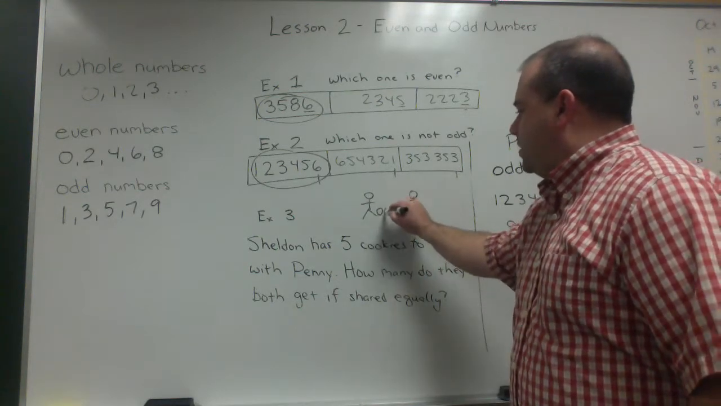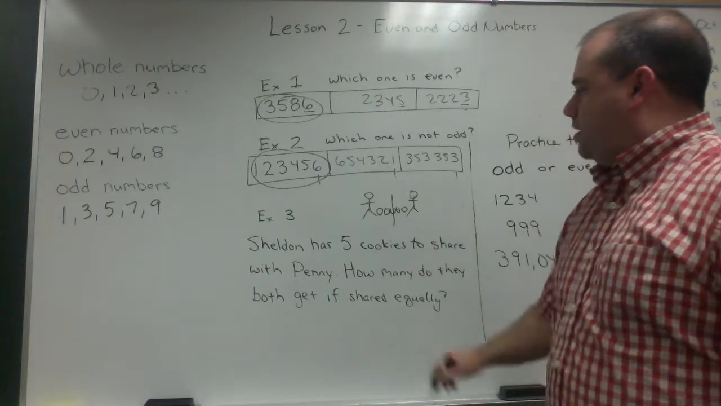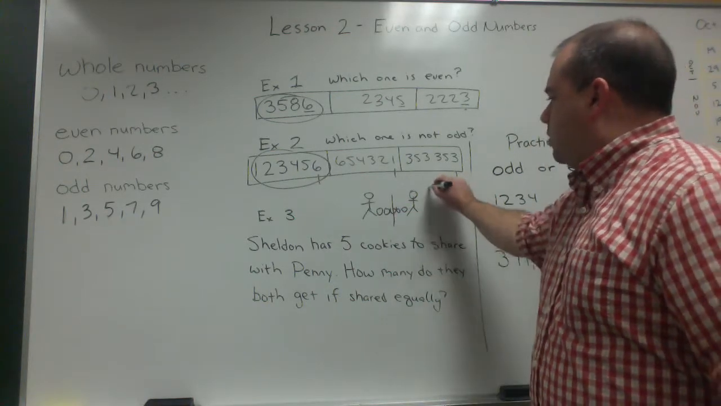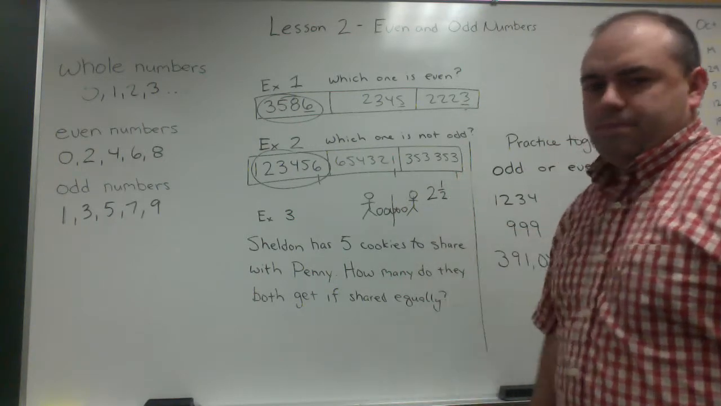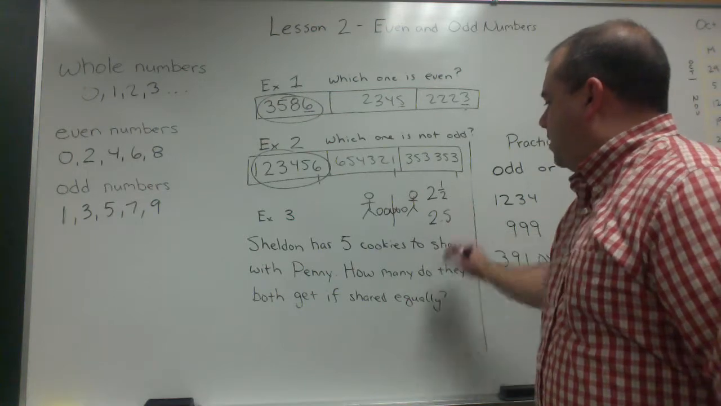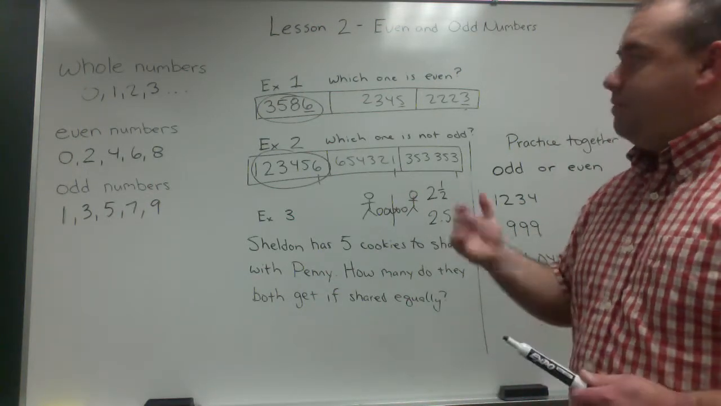We have 5 cookies. If you drew a line right here in the middle to share them equally, each person would get 2 full cookies with a half cookie left over. So you could write it as a mixed number. You could also write it as a decimal, 2.5. Depending on what the options are, how your teacher wants to see it. That's even and odd numbers.